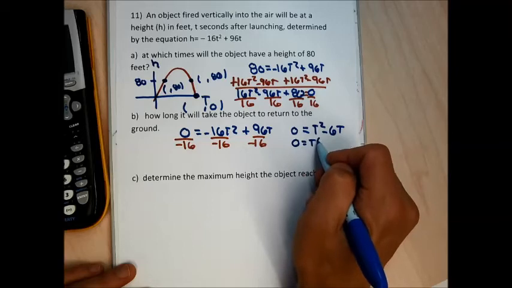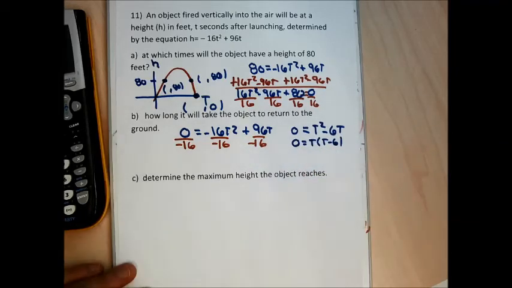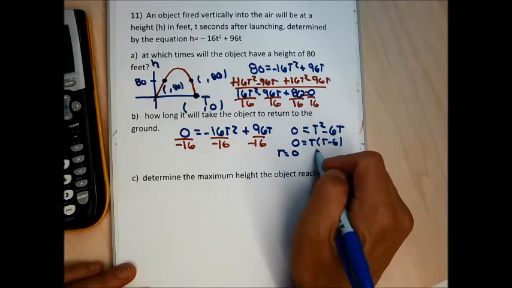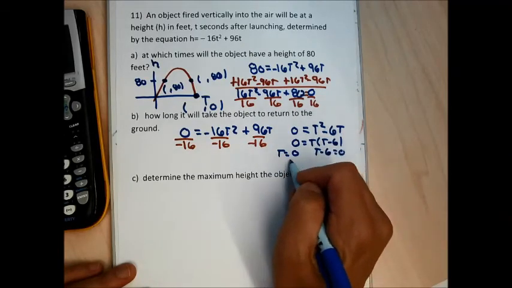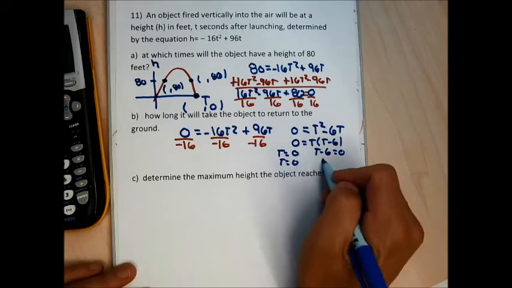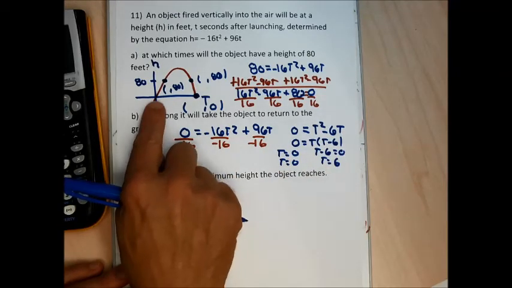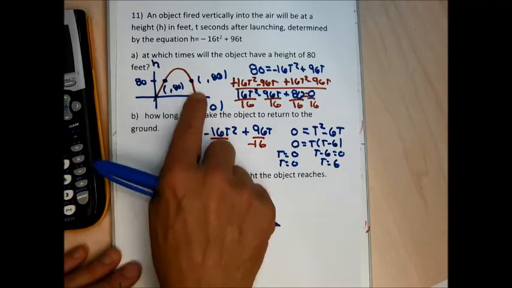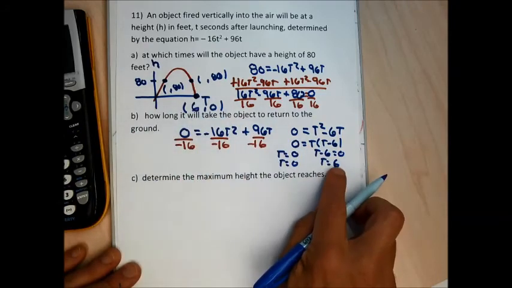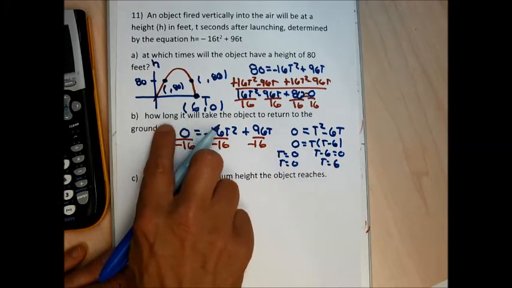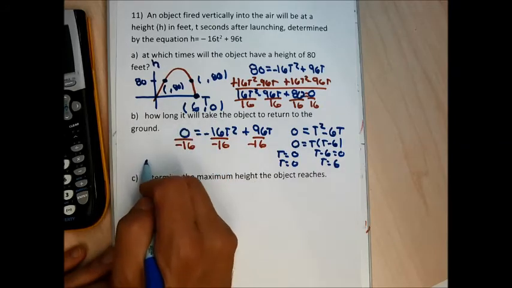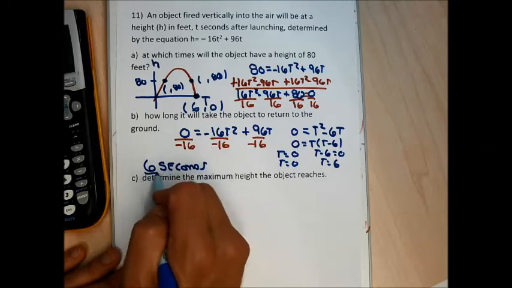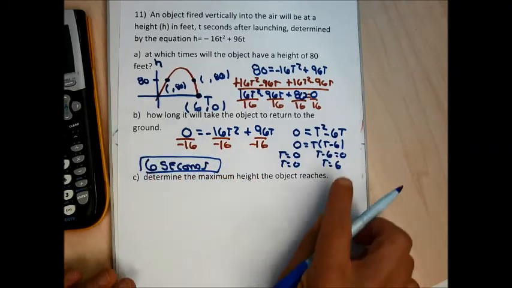I'm going to factor out a common factor of t and get 0 equal to t times t minus 6. This will give me t equal to 0 and t minus 6 equal to 0. This gives me t equal to 0 and t equal to 6. The t equal to 0 means this object started on the ground at time 0. It goes up and then it comes back down, and at 6 seconds it hits the ground again. So the answer to the question, how long will the object take to hit the ground? I'm going to say 6 seconds. The times are in seconds here, and the 6 is the number.